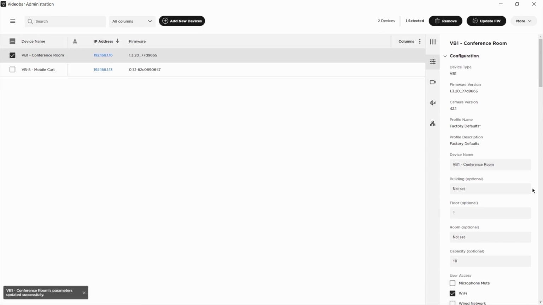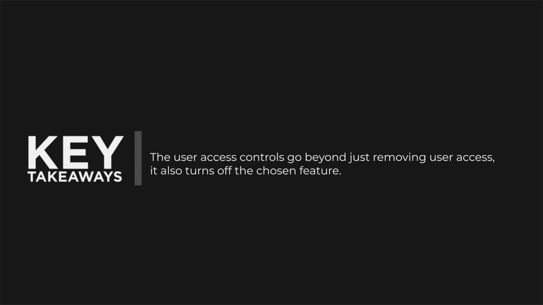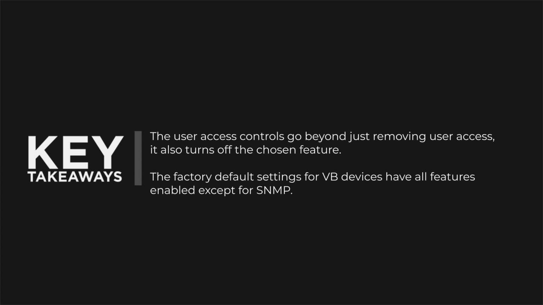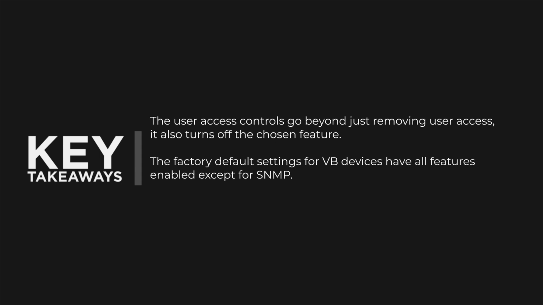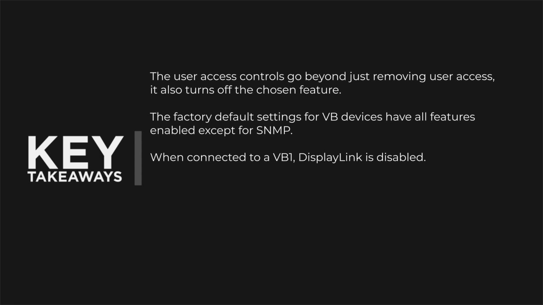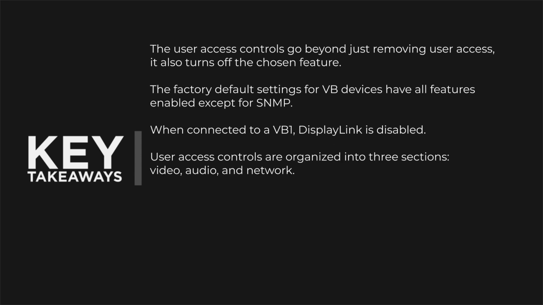Your key takeaways are: the user access controls go beyond just removing user access and also turn off the chosen feature. The factory default settings for VB devices have all features enabled except for SNMP and API. When connected to a VB1, display link is also disabled. User access controls are organized into three sections: video, audio, and network.